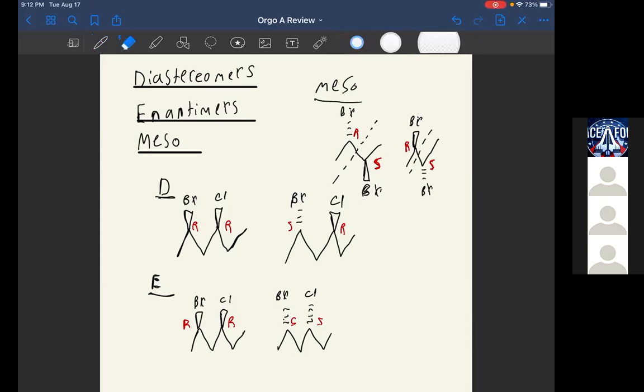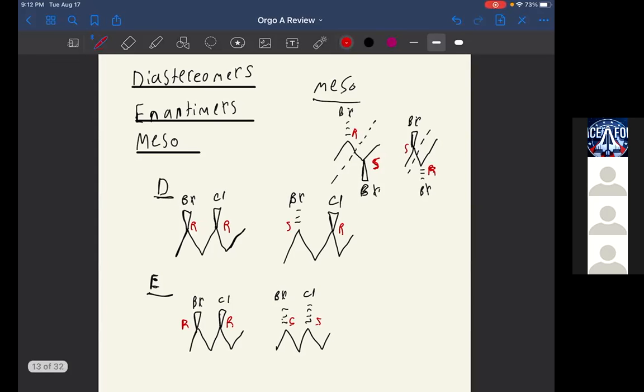My bad. This would change to S and R. Does that make sense though? Because they're technically identical compounds. You'll see on the practice problem. That's all you need to know for that.